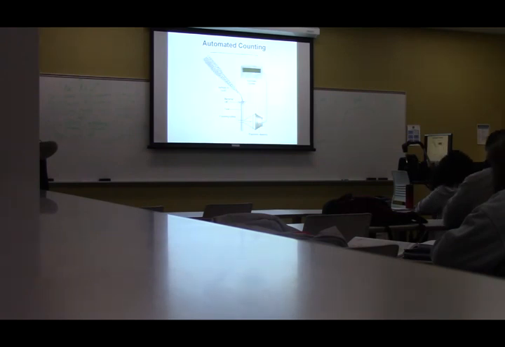And this is just an example of a Coulter counter. So cells pass through single file in an electrical detector, which measures the resistance between the cells.